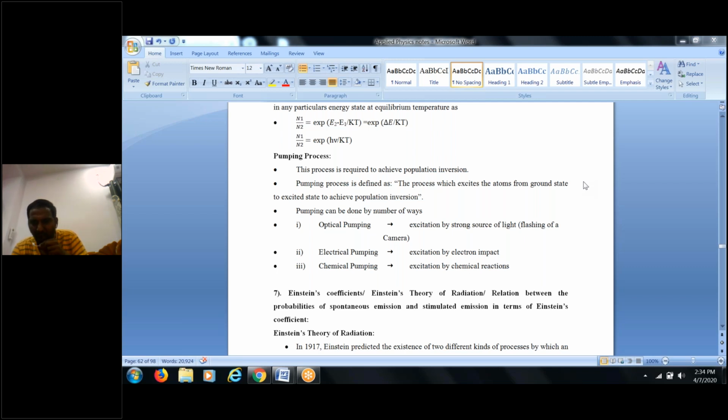What is meant by optical? Optical means light. Once the electrons are present at the ground state, we flash a light towards those electrons, just like the flash of a camera. As a result, the electrons in the ground state absorb the light energy and reach the higher energy level.